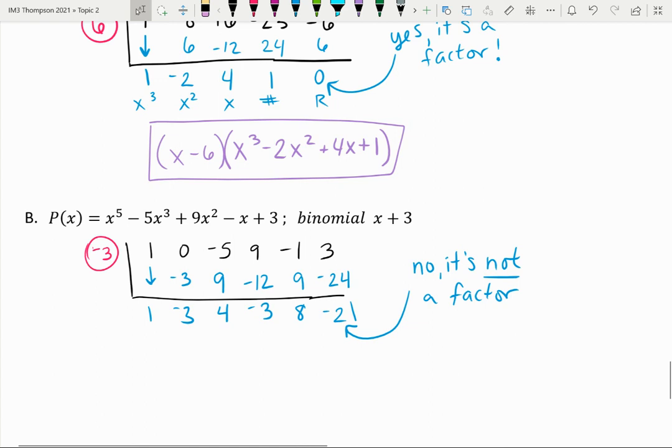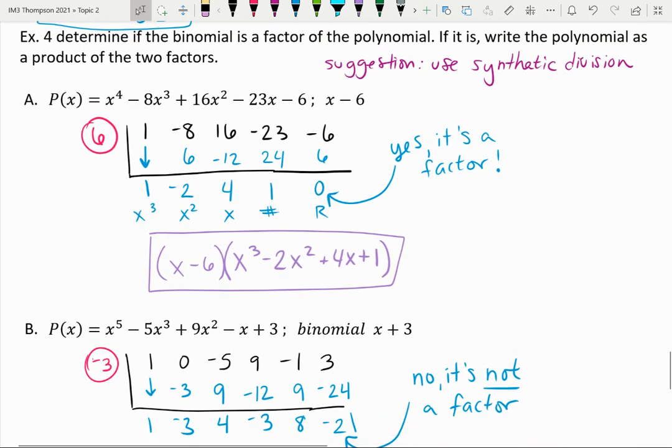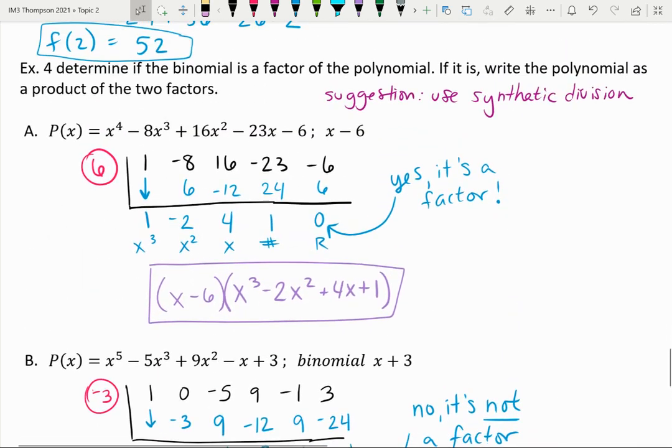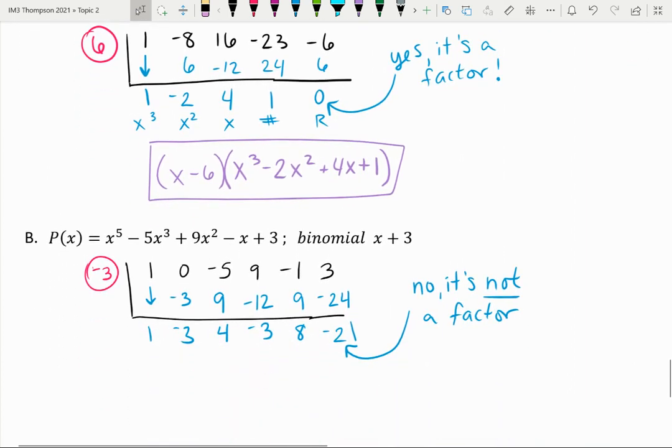When I do synthetic division, I got a remainder of negative 21. I know that if I have a remainder other than 0, then it's not a factor. So the 2 parts of the question says, determine if the binomial is a factor of the polynomial. It's not. If it is, write the polynomial as a product of 2 factors. Well, it's not, so I'm done. I don't even need to write the depressed equation. I only need it if it's a factor, and it's not a factor, so that's it.